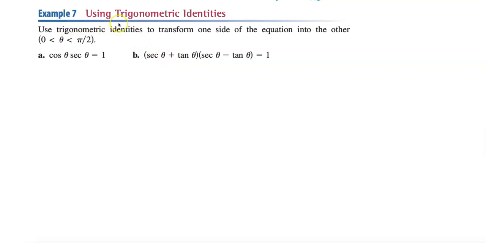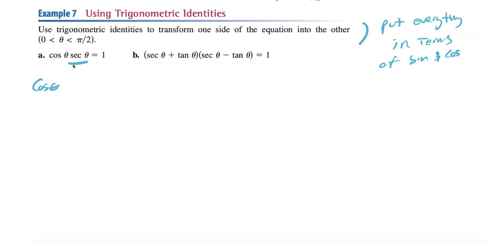This one, use trig identities to transform one side of the equation to the other side of the equation. My trick here is generally put everything in terms of sine and cosine. That's my shortcut. We'll do more of this again next chapter, but if you're not sure what you're doing, you generally put everything in terms of sine and cosine. That won't always work. I'm not going to do that here, but I will do it over here. So you have cosine and secant. Don't touch cosine. Let's change secant. What does secant equal? Secant is the same thing as 1 over cosine.